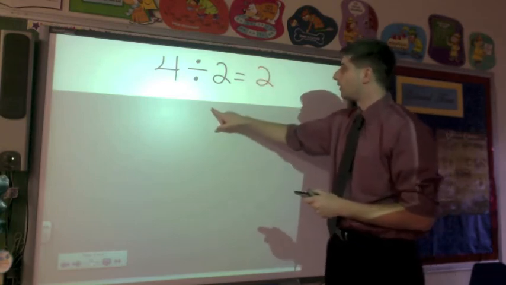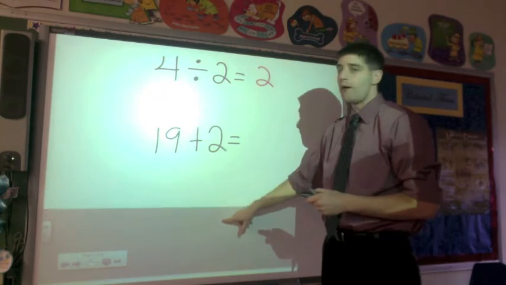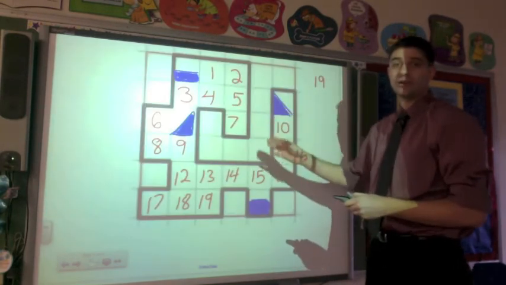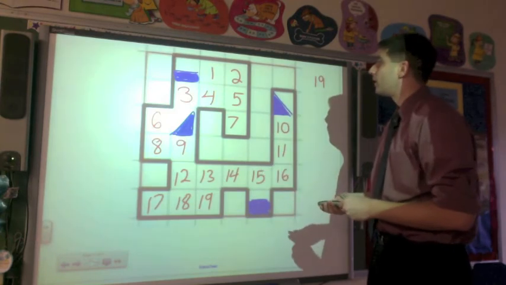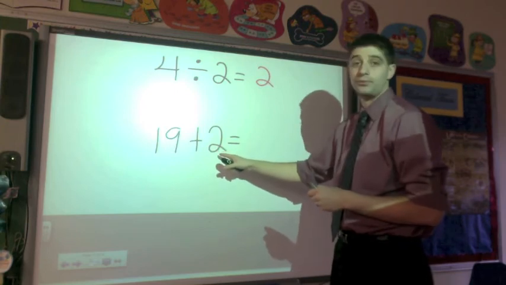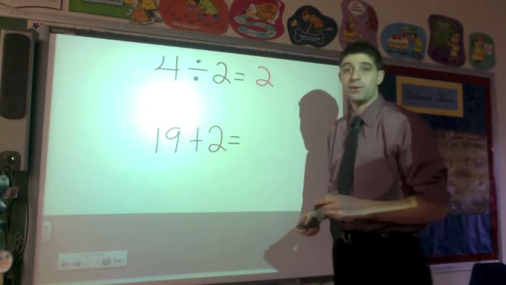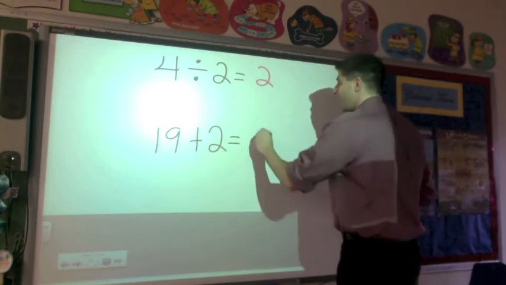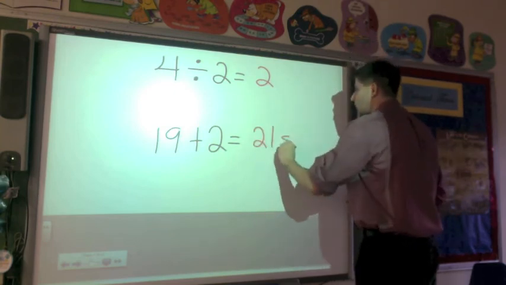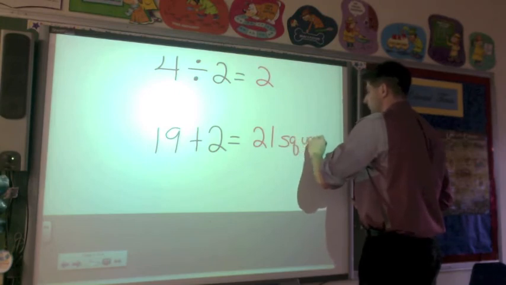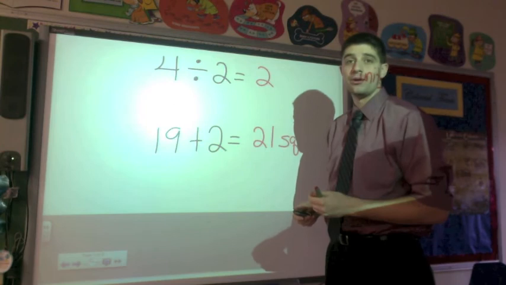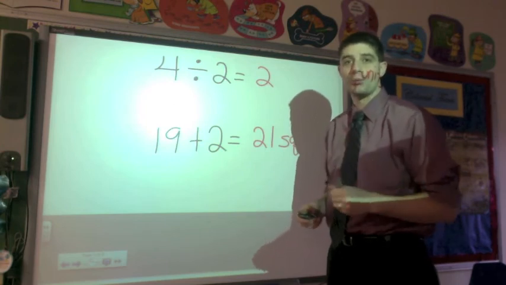So now I'm going to move my curtain down. And remember my 19 from before, my 19 filled squares? Well, I have to add my 19 to my 2. 19 plus 2, everybody, is? Yep, you guessed it again, it's 21. So the area for this would be 21 square units.